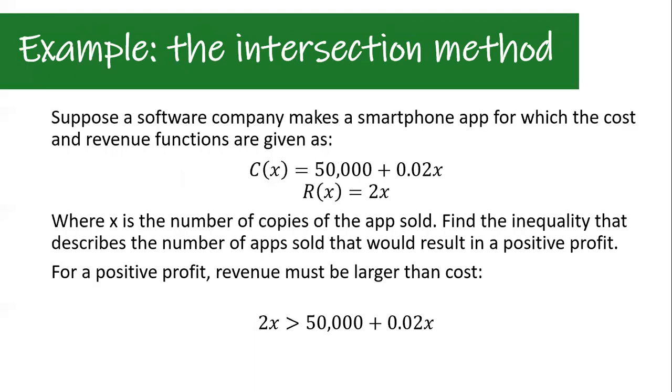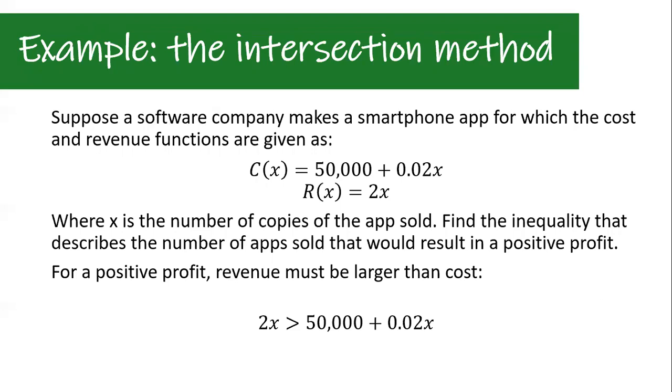Let's look at an example. Suppose a software company makes a smartphone app, and the cost and revenue functions are given below. The cost is $50,000 plus 0.02x. So the cost is going to be a fixed cost of $50,000. Consider that their rent or whatever else. They have to pay 50 grand no matter if they sell none or a million. And then for every one that they manufacture, or I guess develop in the case of an app, they have to pay 2 cents. Now they're selling this app for $2. So our revenue is R of x equals 2x.